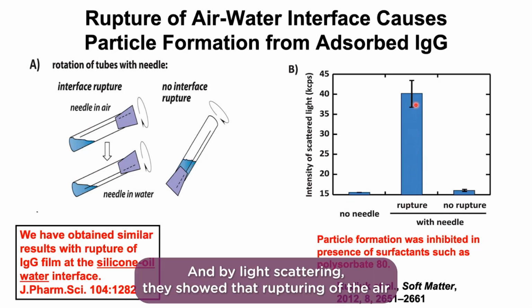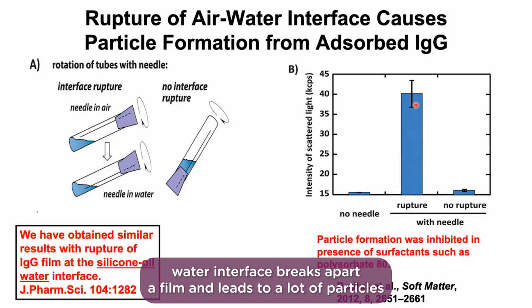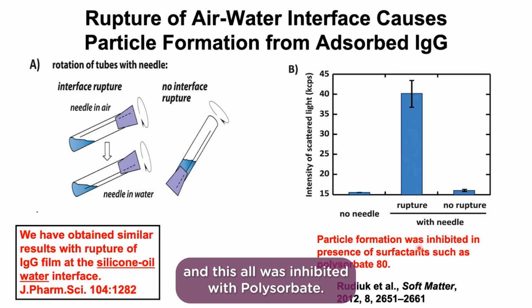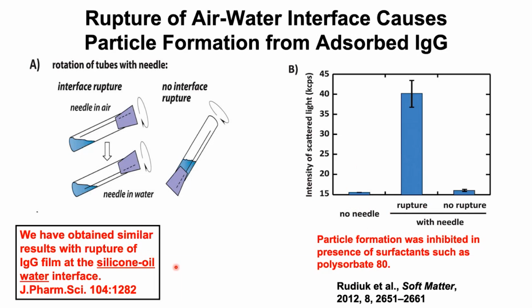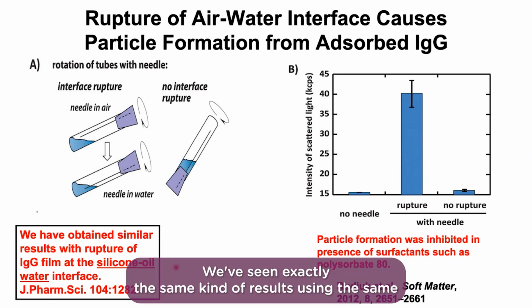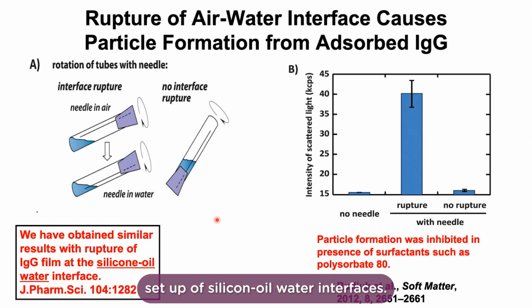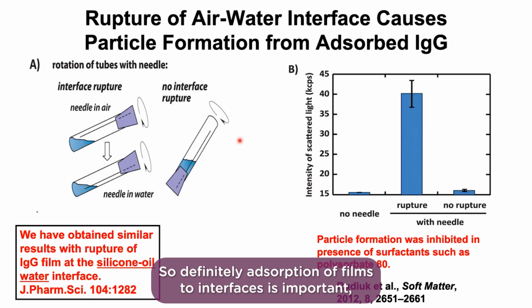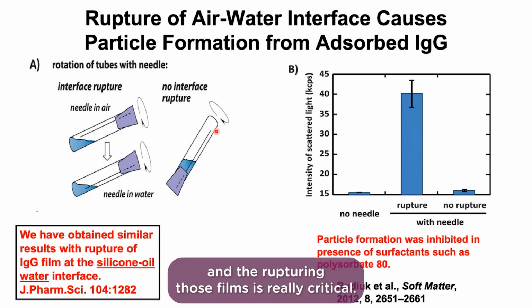And by light scattering, they showed that rupturing of the air-water interface breaks apart a film and leads to a lot of particles. And this all was inhibited with polysorbate. We've seen exactly the same kind of results using the same setup with silicone oil-water interfaces. So definitely adsorption of films to interfaces is important, and rupturing those films is really critical.